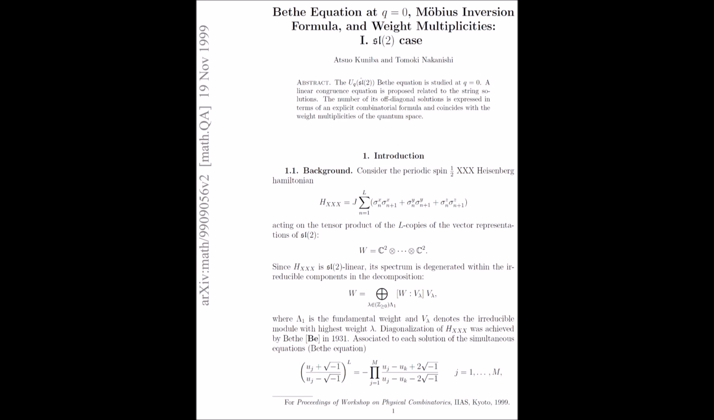Möbius? Wait, doesn't that have something to do with those crazy twisted loops? The ones that are one-sided? You've got a good memory. It's amazing how these abstract mathematical ideas pop up in places like quantum physics. It's like the universe has a weird sense of humor, you know?